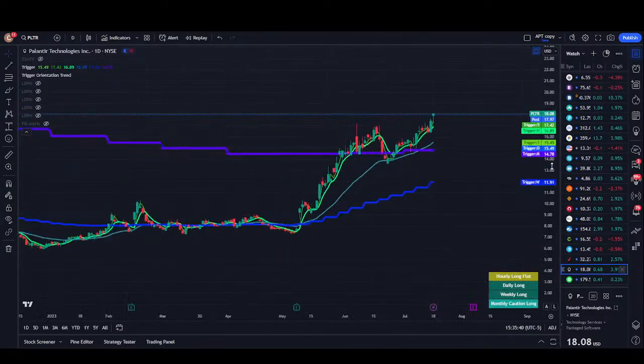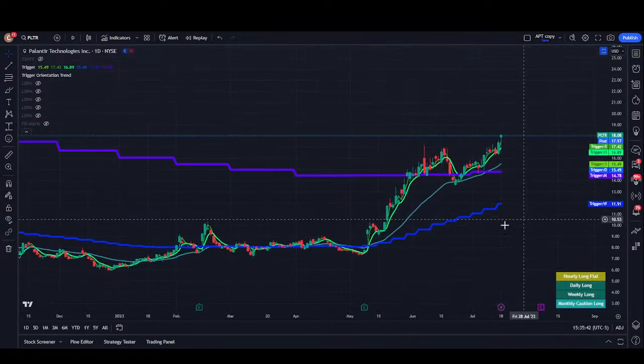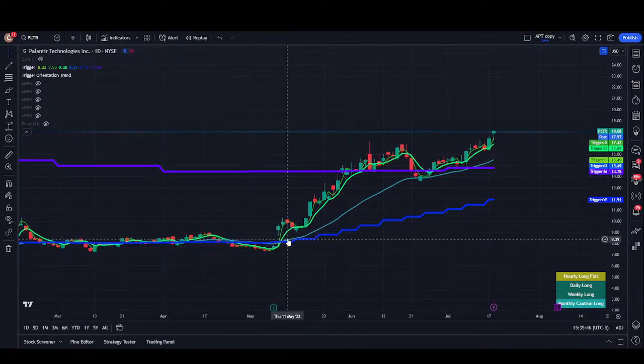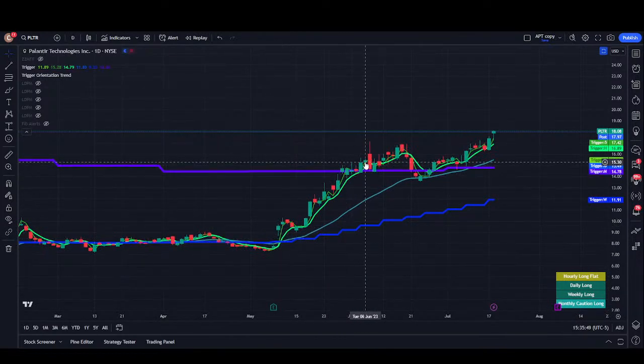And this is a strikingly similar setup to spot that we just saw. Price breaks above the weekly trigger, then the hourly and the daily does. Then price moves above the monthly trigger, then the daily does. And this entire time, price exploded to the upside.